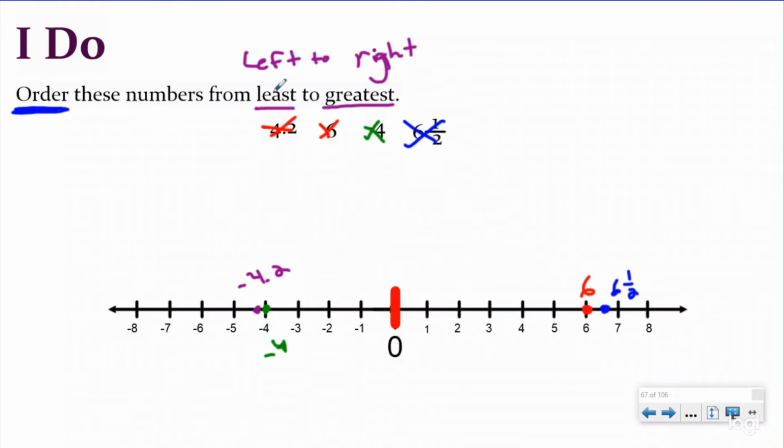And again, I was going from least to greatest, which means I'm going to be going from left to right on my number line. So I see that -4 and 2/10 was the furthest number to the left, which means it has the least value.